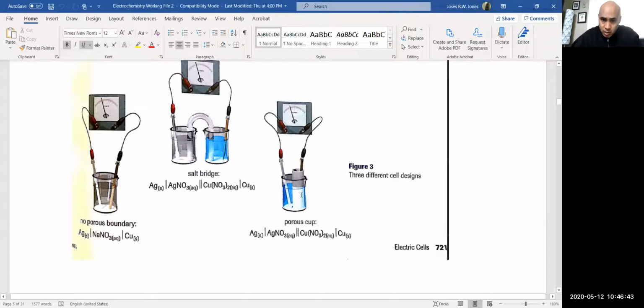You can see this is like a hollow. It's called a porous cup. It's basically a hollow ceramic tube. It is ceramic at the bottom, so it is a ceramic cup. And inside this ceramic cup over here, you have the solution for one of the half cells, and the solution outside this hollow porous cup, a ceramic cup, is the reaction for the other half cell.